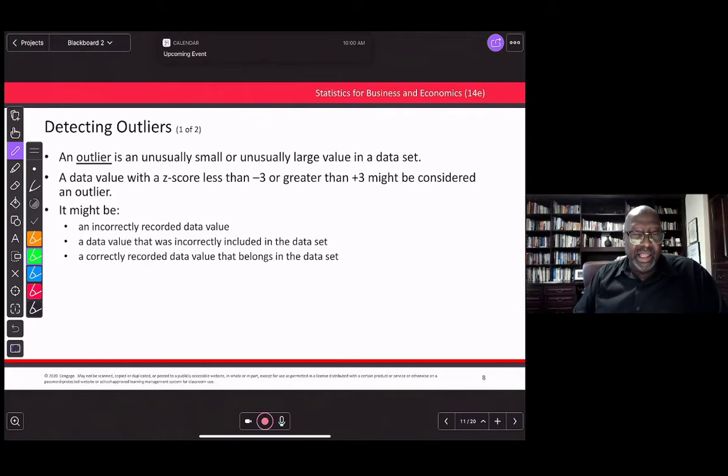So if we calculate z-scores and we are less than -3 or greater than +3, I use the absolute value instead. I said if the absolute value of z is greater than 3, then we'll consider it an outlier. And outliers could be caused either because somebody made a mistake, it was incorrectly recorded, or somehow the value was included and it should not have been included, or it could actually be a special case.